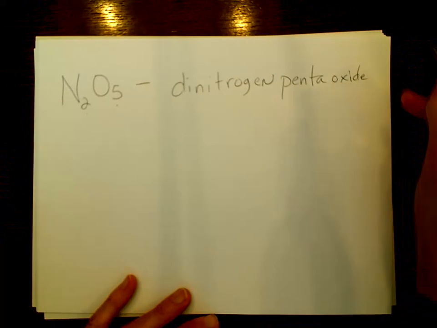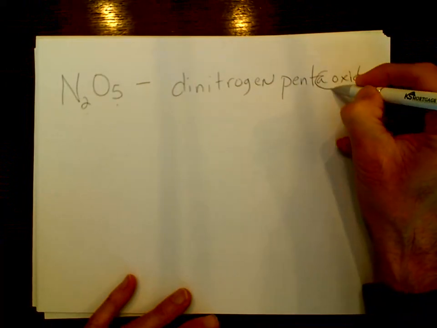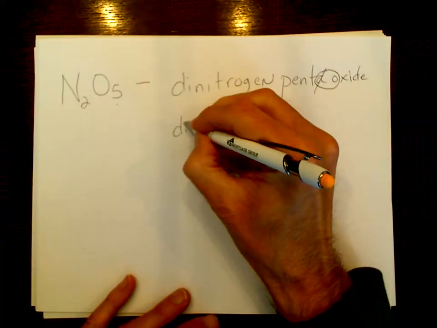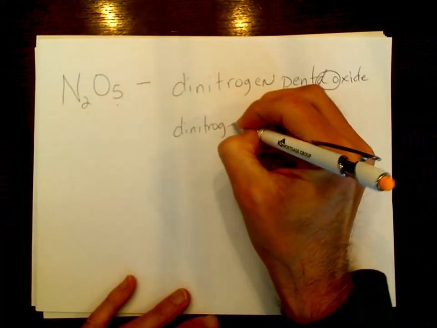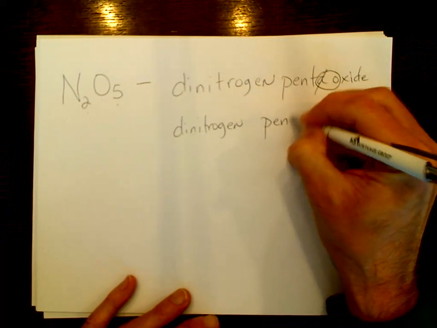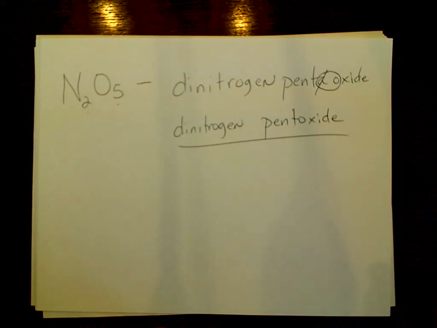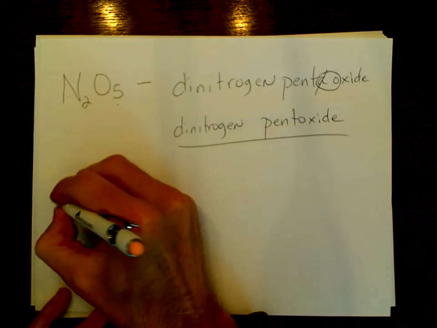Pentaoxide. And what we do when we have 2 vowels together like this, we're going to drop this here because dinitrogen pentoxide rolls off the tongue a little better than dinitrogen pentaoxide. All right, 2 more here.